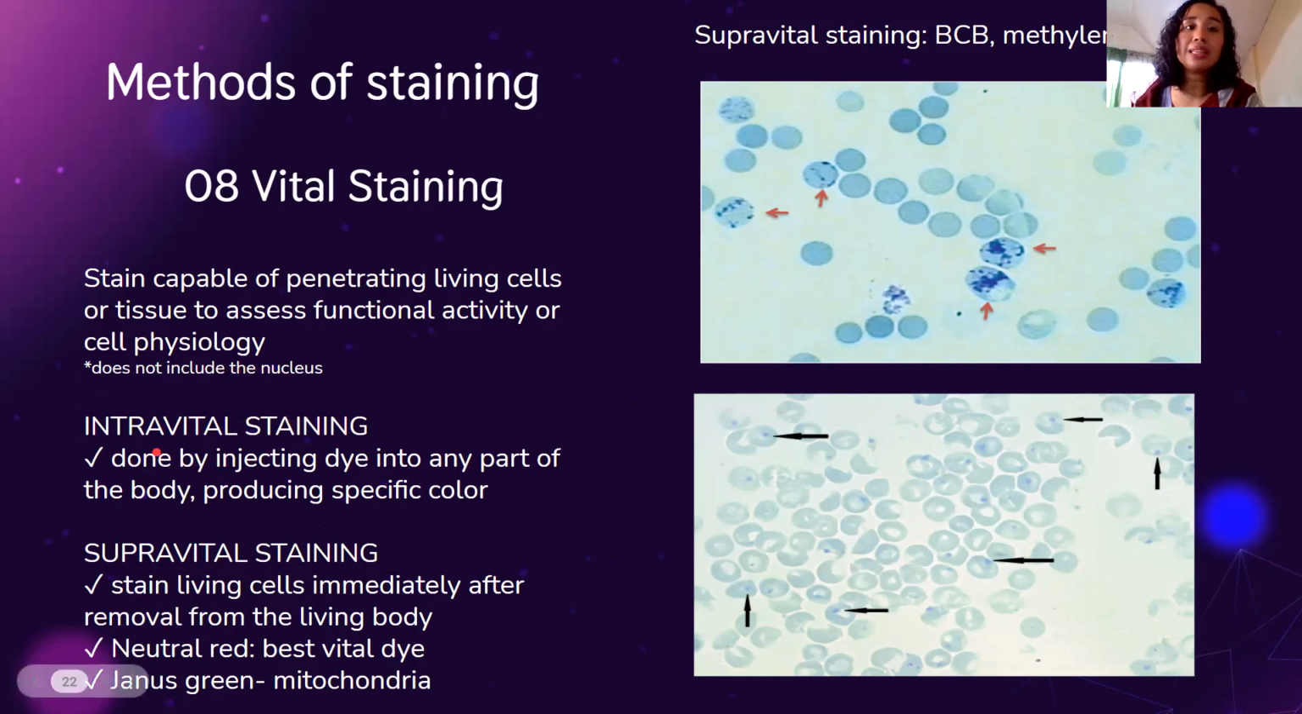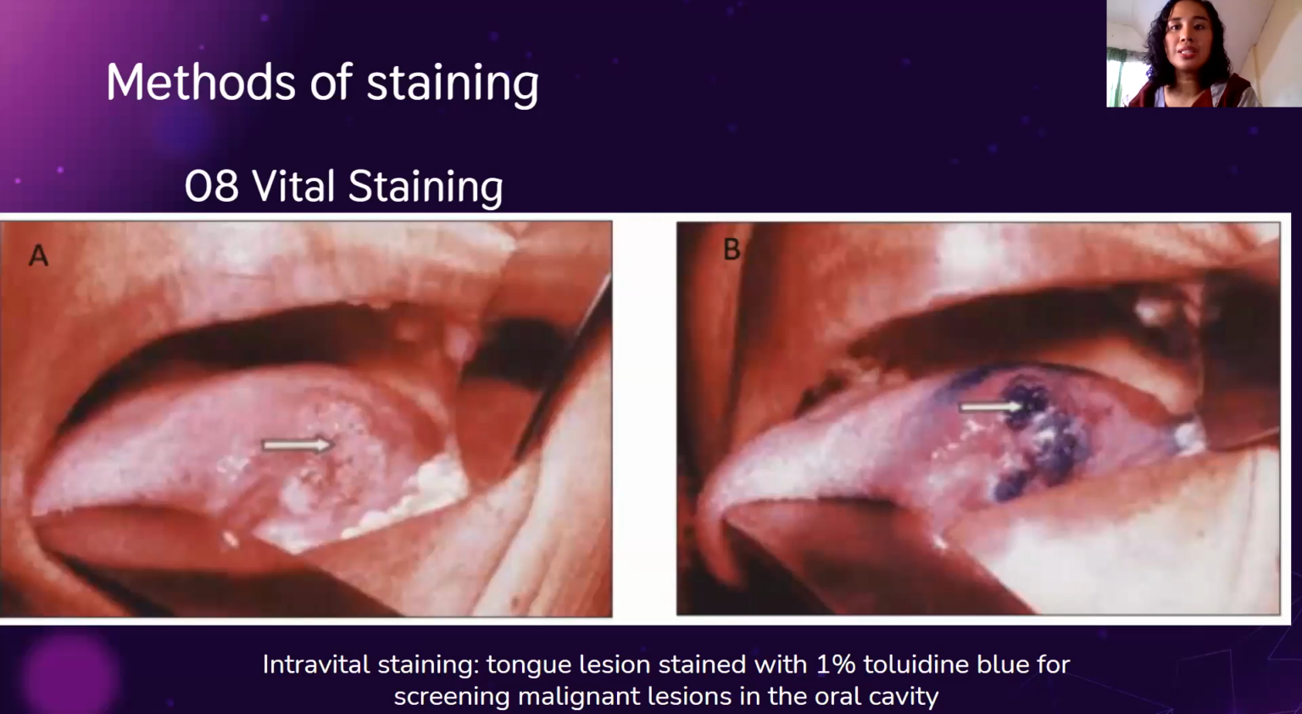And we also have intravital staining. So when we say intravital, the cells are still living because it's still attached to the body. So example of intravital staining is this one. Here, they use 1% toluidine blue. So we have a lesion here, tapos nilagyan ng 1% toluidine blue. So these are used by doctors, by pathologists to assess, to screen malignant lesions in the oral cavity.